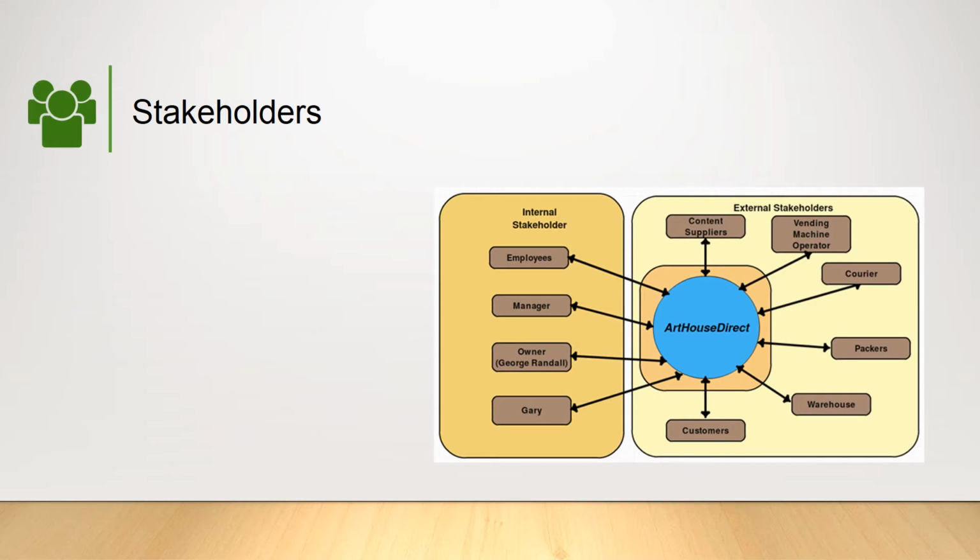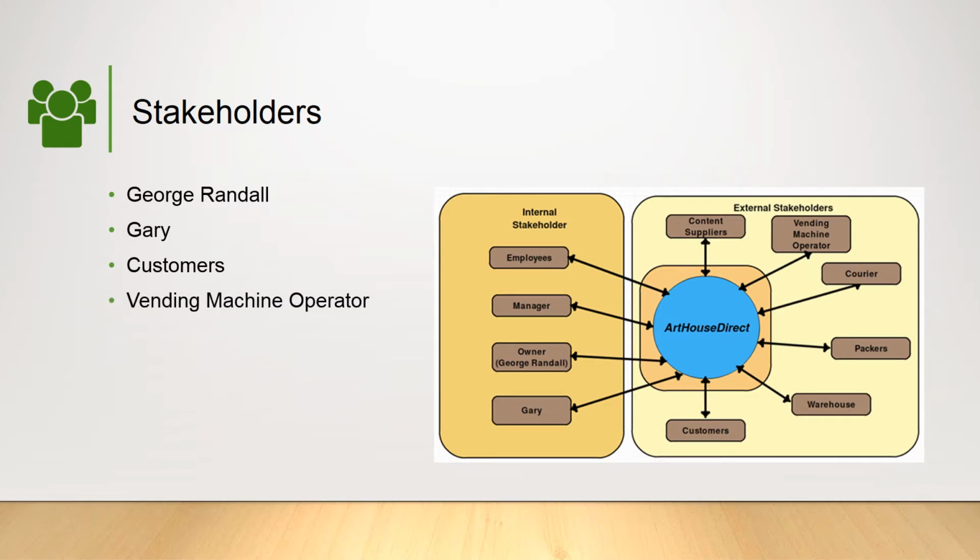There are several stakeholders who are involved in this project. George Randall is the owner of Arthouse Direct. Gary is his cousin. The customers can rent the movies out through a vending machine, which is run by a vending machine operator. Ashland collects the returned discs from depots and prepares them for dispatch. Jane operates the booking system, and the two packers receive the returned disc and send out new orders.